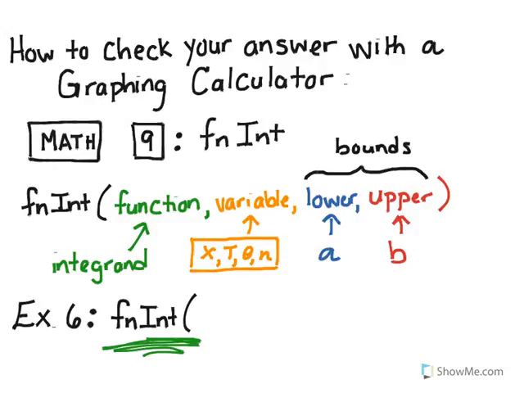Then you type in the function, or the integrand, the thing that you're trying to find the antiderivative of. Then you hit a comma. The comma is a black button right above the number 7. So you type in the function, hit comma, and then you type in what your variable is, in this case x. You're always going to press the X,T,theta,n button, and that represents the dx at the end of the integral. Then you hit the comma again. You type in your lower bound, the a value, the smaller value, comma, and then your upper bound, the b value. Those are your two bounds, lower bound and upper bound at the end.